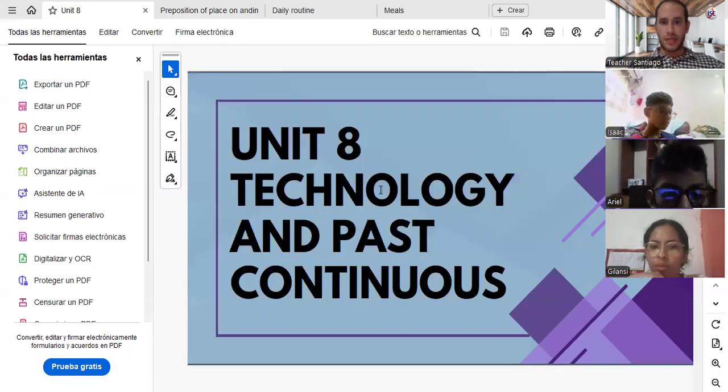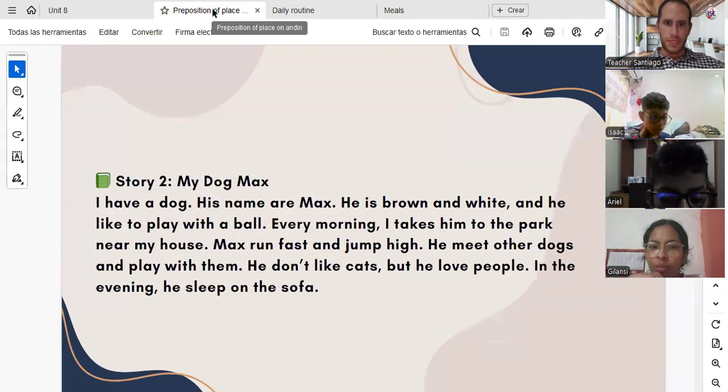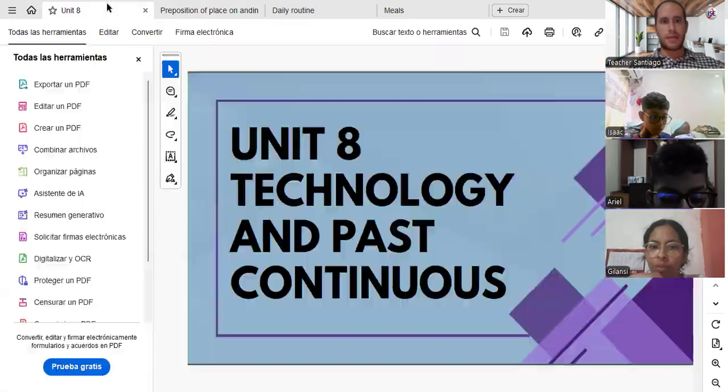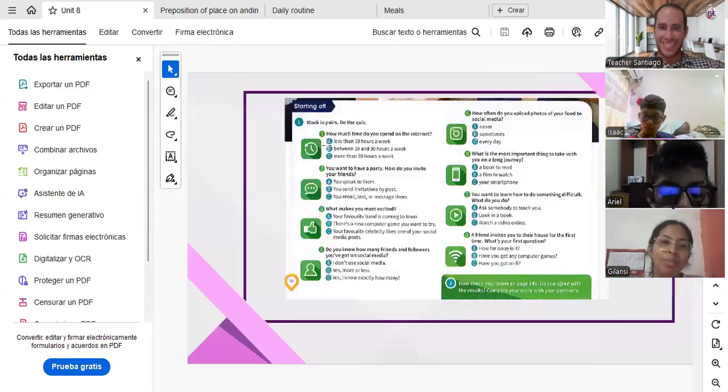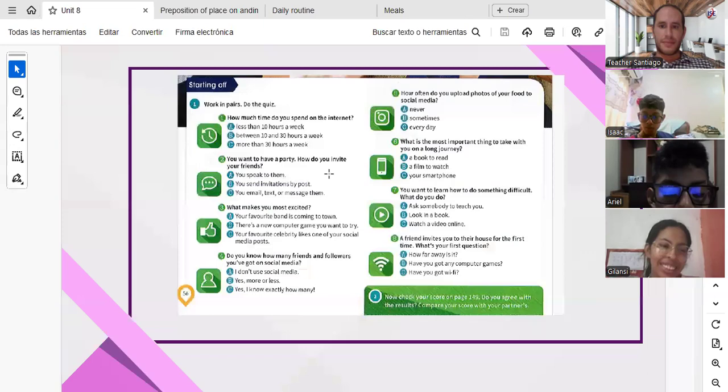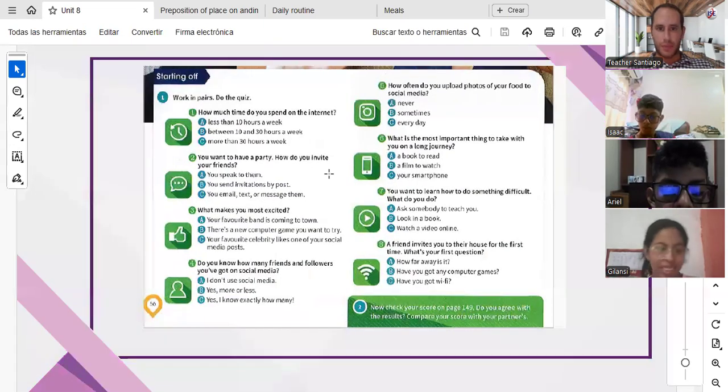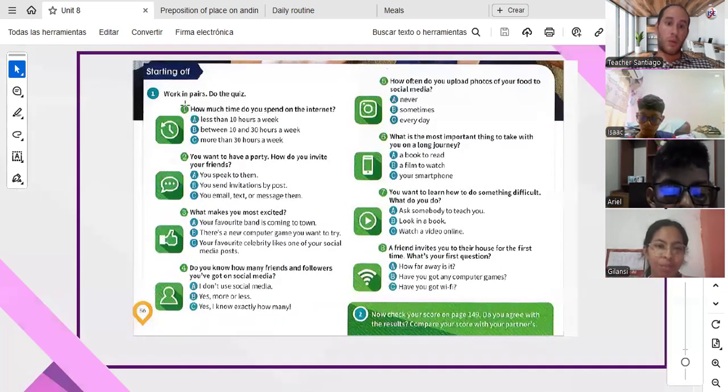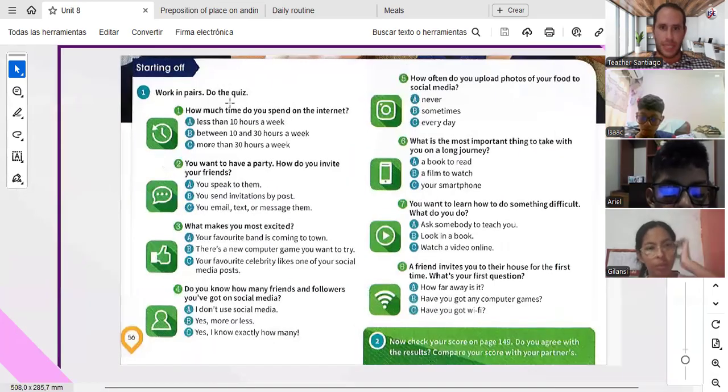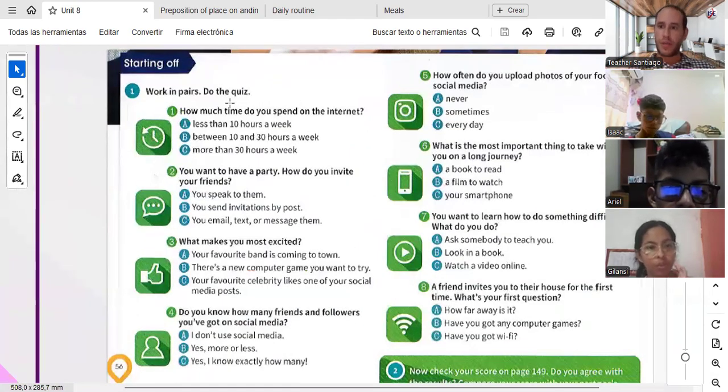So today we're gonna start, let me check something. Okay, today we're gonna start Unit 8, Technology and Past Continuous. So remember, next week we will have the quiz. You will take the quiz. So please keep it in mind and try to study. Let's start with this exercise from the book. It says, work in pairs and do the quiz. Let's answer all of these questions together.